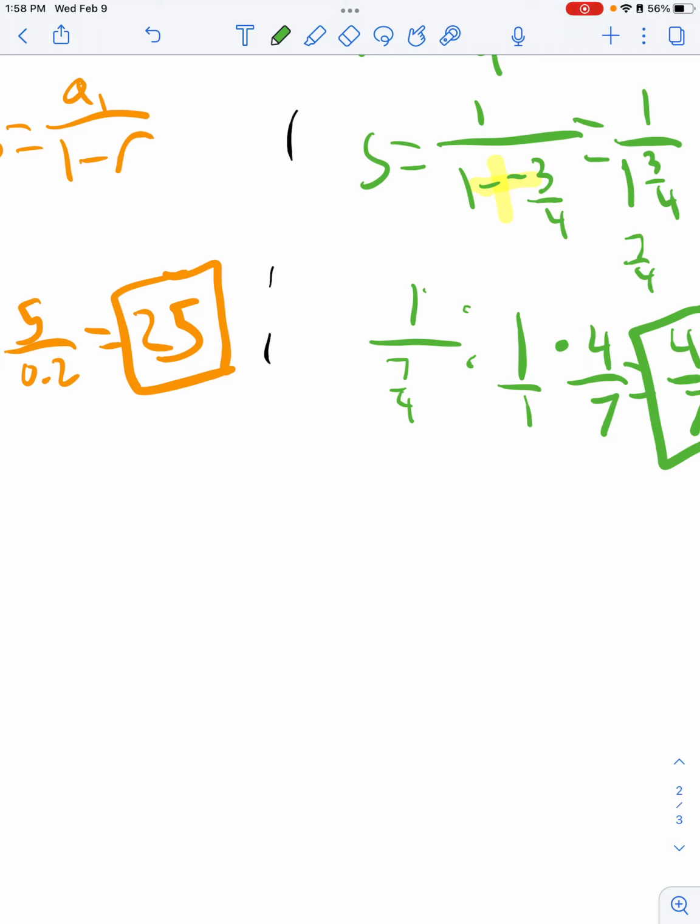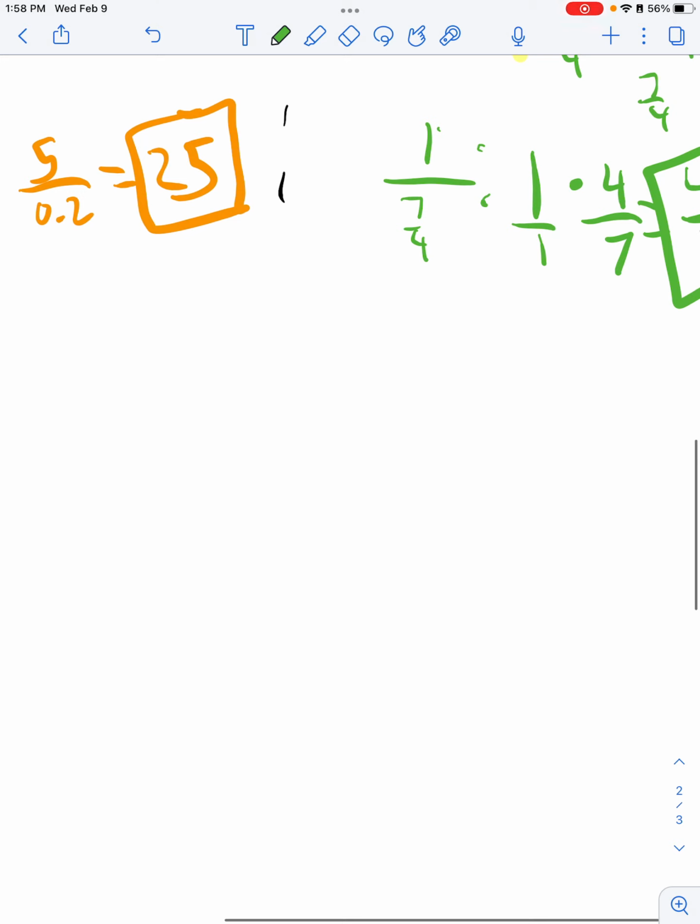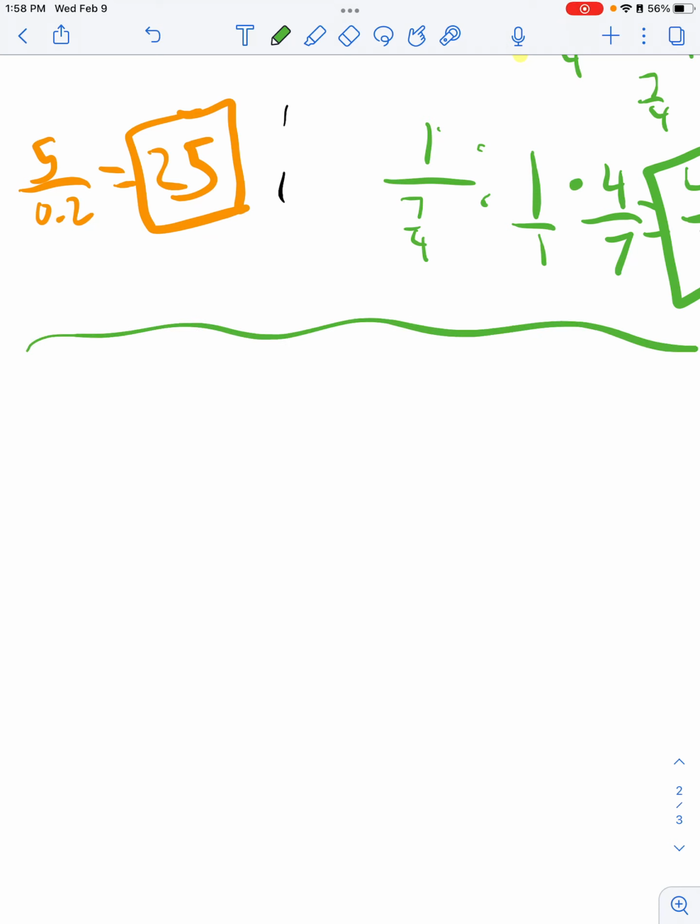Let's see here. One other example is like a pendulum. So a pendulum is released to swing freely. It travels 18 inches on the first swing, and then on each successive swing, the pendulum travels 80% of the distance of the previous swing. What is the total distance of the pendulum swings?